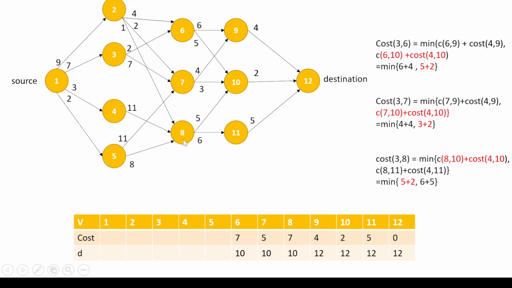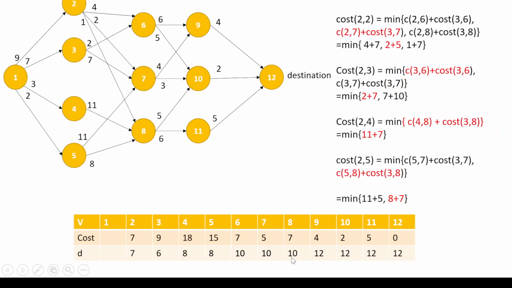Similarly, for the third stage, 8th vertex. Cost of third stage, 8th vertex is minimum of the weight of the edge 8, 10 plus cost of 4th stage 10th vertex, comma, the edge 8, 11 plus cost of 4th stage 11th vertex. Substituting, we get 5 plus 2, 6 plus 5. So this is smaller. 5 plus 2, who is contributing? The 10th vertex is contributing. So we can say that the minimum weight is 7 if I move through 10. So under 8 I'll write 7 and going through 10.